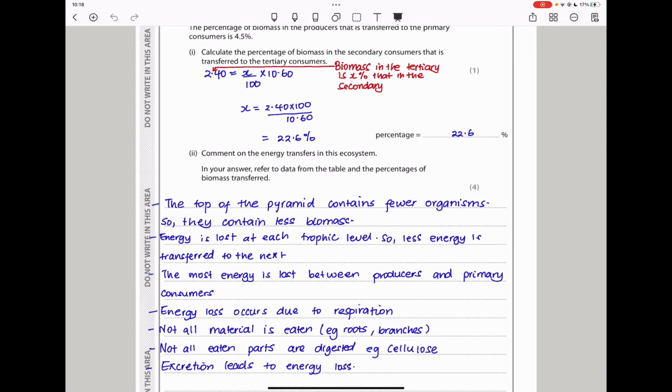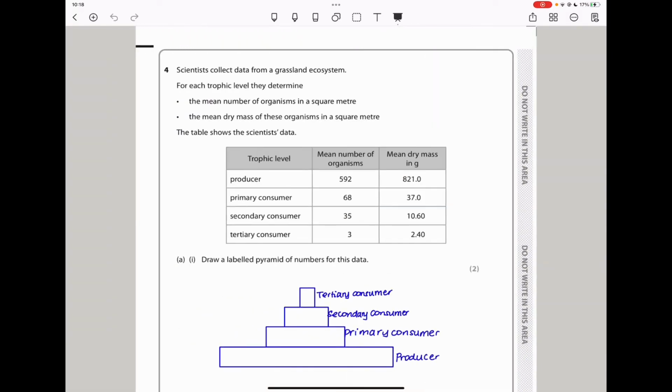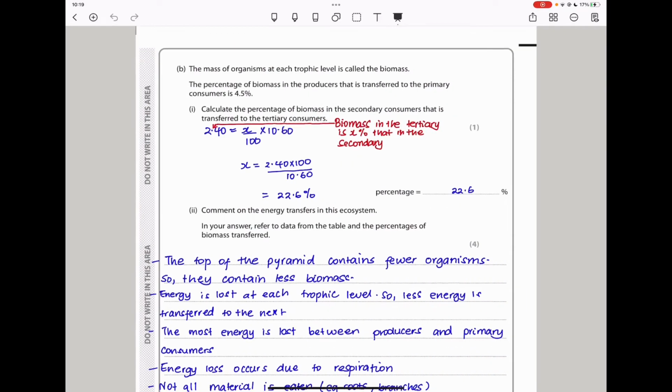Here I say, the top of the pyramid contains fewer organisms, so they contain less biomass. Energy is lost at each trophic level, so less energy is transferred to the next. Then I say the most energy is lost between producers and primary consumers. To see this, you can go back here and observe that there is a great percentage loss in energy, or energy transferred is really low. So we can see this is where we have the greatest loss from producers to primary consumers.